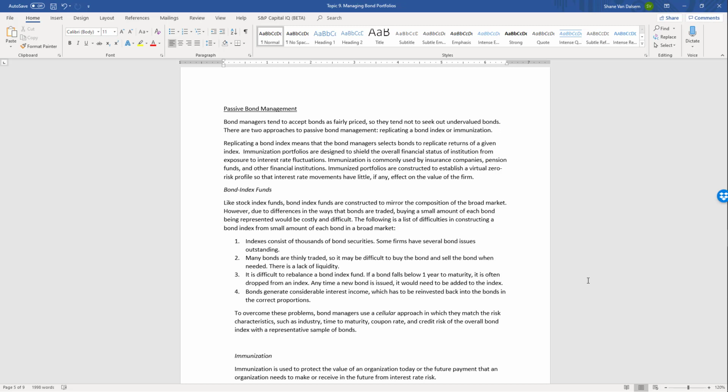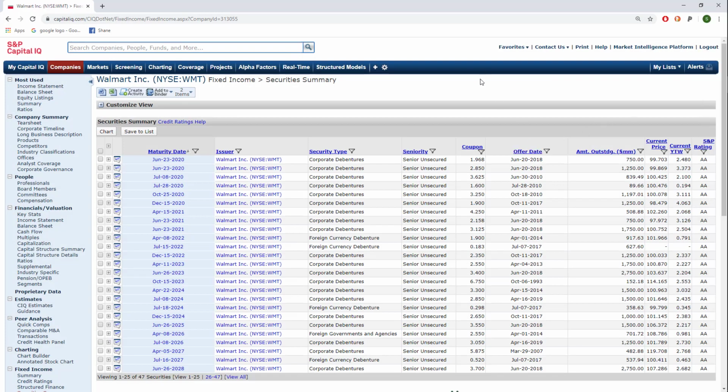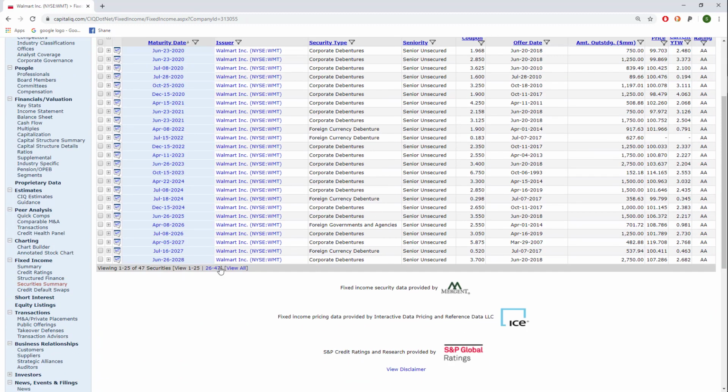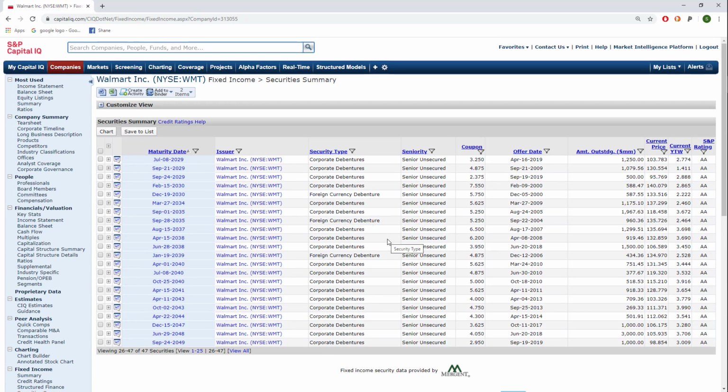The following is a list of difficulties in constructing a bond index from small amounts of each bond in a broad market. So indexes consist of thousands of bond securities. Some firms have several bond issues outstanding, and I pulled up here, on Capital IQ, Walmart's fixed income security summary. This is going to show all of the bonds that are outstanding for Walmart. If you look down here, they have 47 different bonds outstanding. So while there may be one issue of Walmart common stock, so if you want to own Walmart stock, that's what you own, there are 47 different securities issued for their debt.